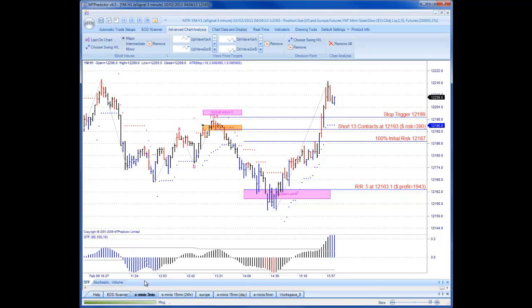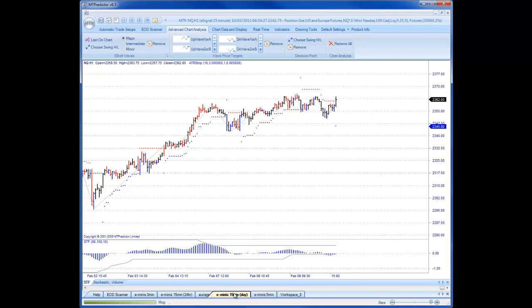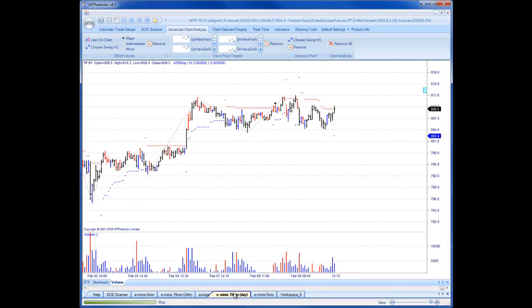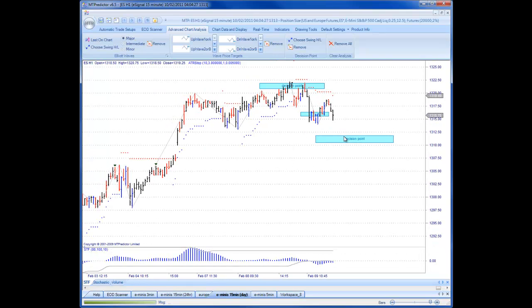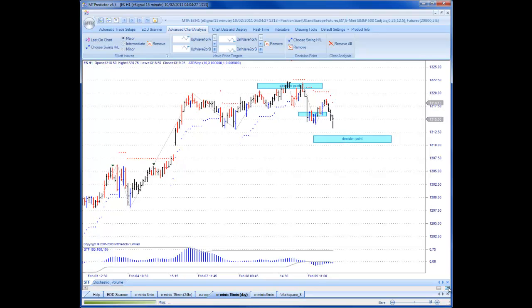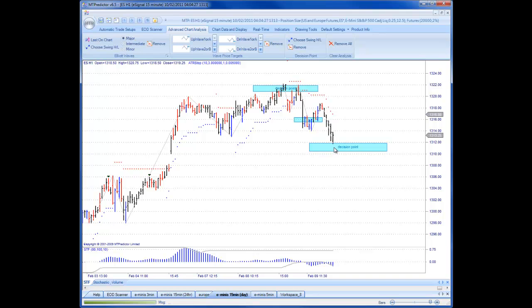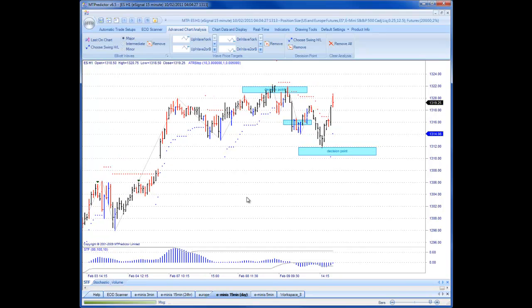Well, again, let's go to the 15-minute charts, and I'm just going to skip through quickly. As we've already seen, we had this DP support on the chart before the market even got there. So all MTPredictor customers would have known about this as the market was coming down, so they knew that this was an area where support was likely.